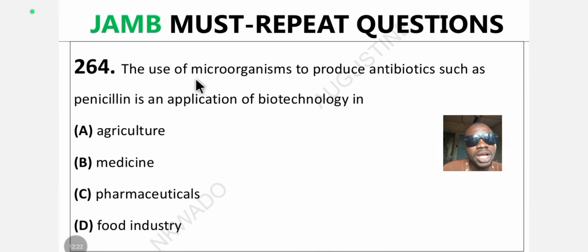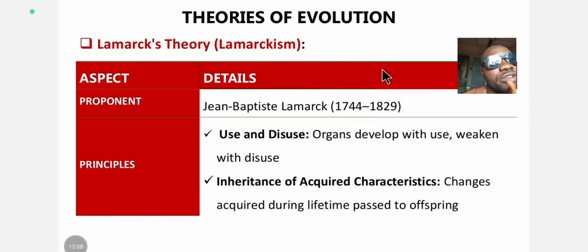Question 264. The use of microorganisms to produce antibiotics such as penicillin is an application of biotechnology in, is it in agriculture? Is it in medicine? Is it in pharmaceuticals? Is it in food industry? What's the answer? Drop the answer in the comment. The answer is just so obvious. The answer is in the question. So drop the answer in the comment section if you know you are ready or almost ready for your JAMB UTME. Now let's go and click the next topic we have in front of us.